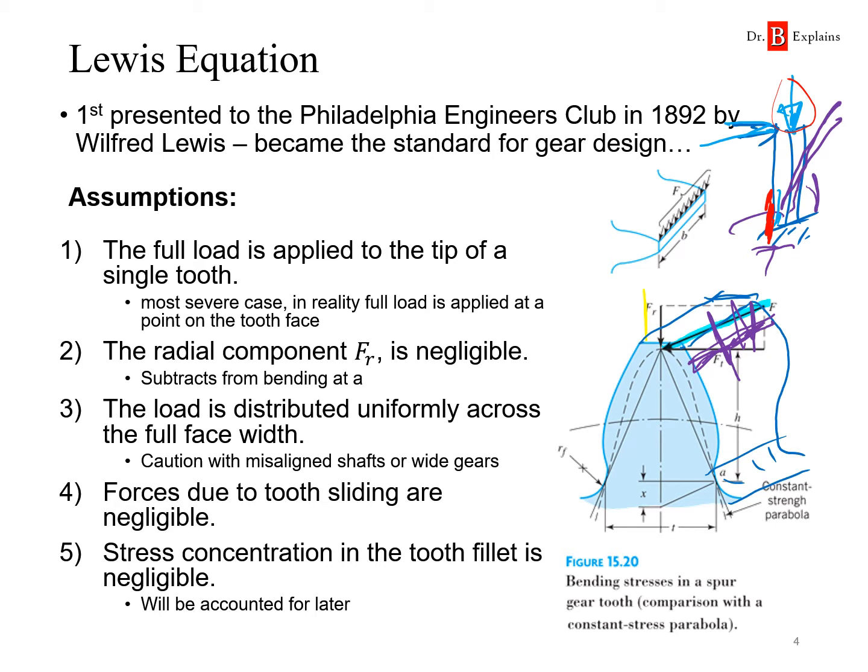Number 5 is that the stress concentration at the tooth fillet is negligible. So anytime you have a change in geometry, there's a stress concentration right here. Lewis just ignored it. Actually, the concept of stress concentrations didn't come until about, I don't want to lie, 30, 40 years later, something like that. Anyways, this is ignored in 1892.